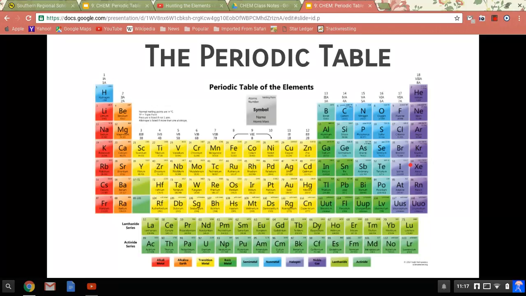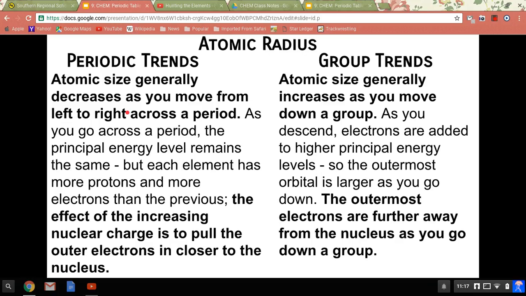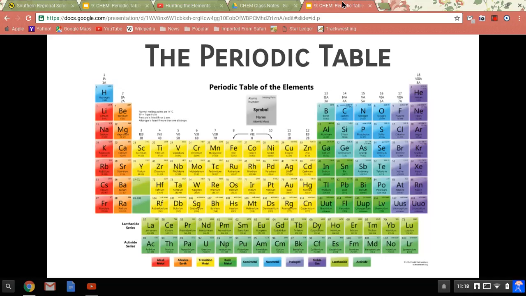It might be a good idea, especially if you're using one of the laminated periodic tables, to make little marks for yourself so you know what you're actually looking at. So we want to put these in order of increasing atomic radius. Well, if you remember the trend, as you go down a group, and all of these elements are in the same group, atomic size generally increases. So to put these in order, fluorine would come first, chlorine second, then bromine, and then iodine would be our largest.